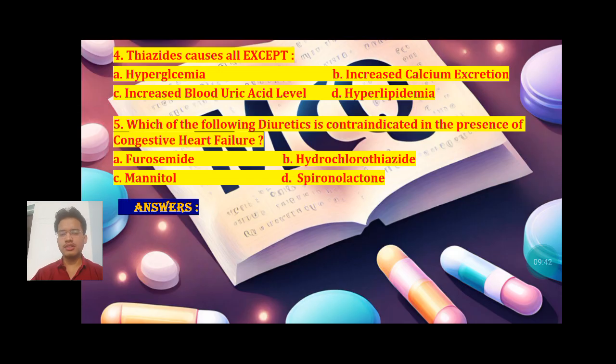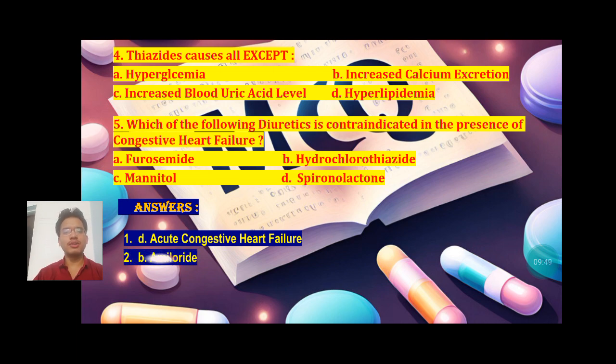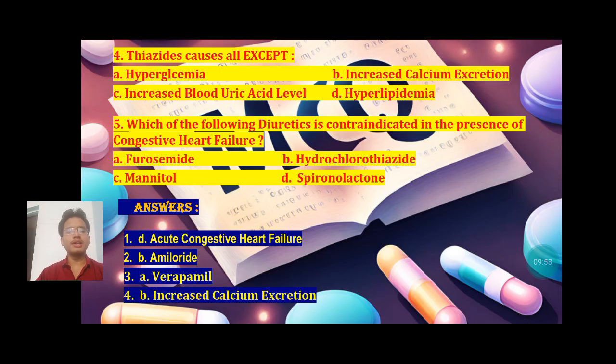So let's see the answers. The first question, it's D, acute congestive heart failure. Second question, it's B, amiloride. Third question, it's A, verapamil. Fourth question, it's B, increased calcium excretion.